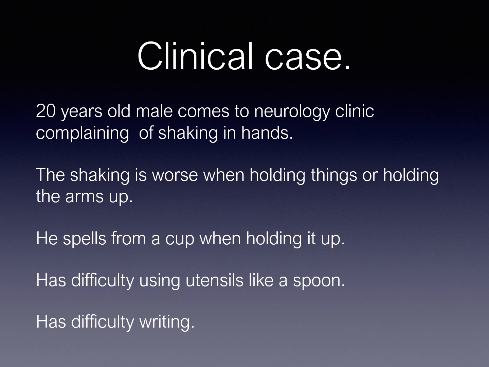So I'm going to present a case. This is a 20-year-old male who comes to the neurology clinic complaining of tremor in his hands, or shaking in his hands. The shaking is worse when he is holding things with his hands or when he's holding his arms up. He spills from a cup when he's holding it. He has difficulty using a spoon and knife and so on. He also has difficulty writing.